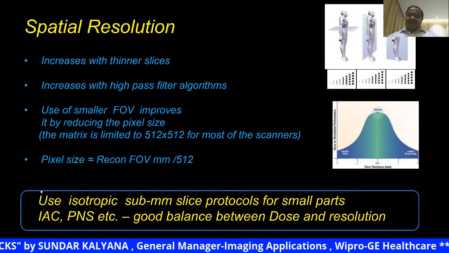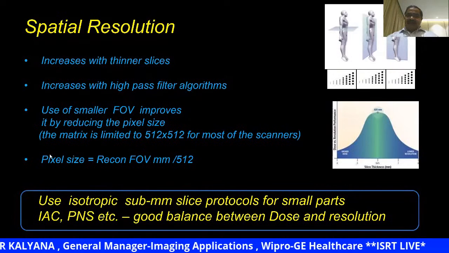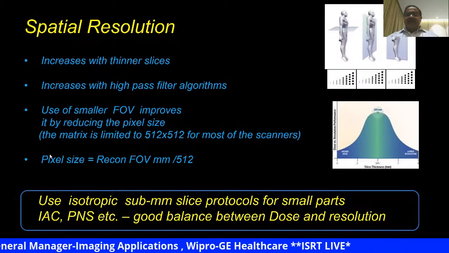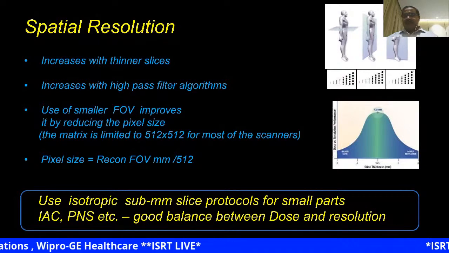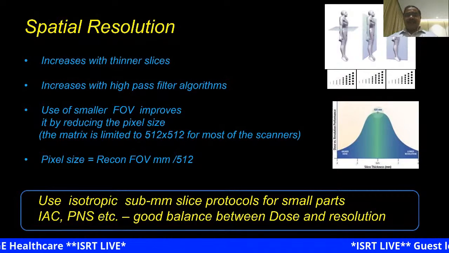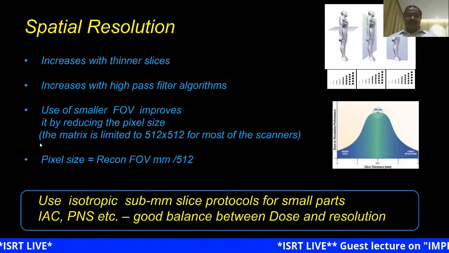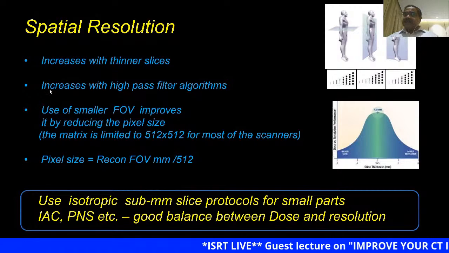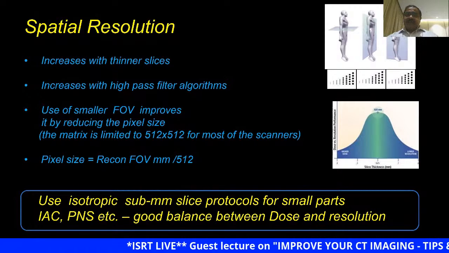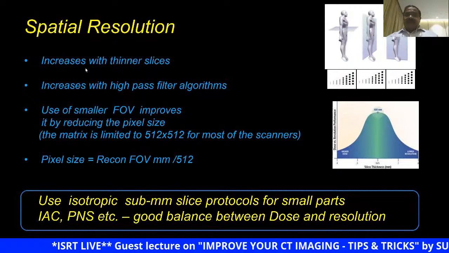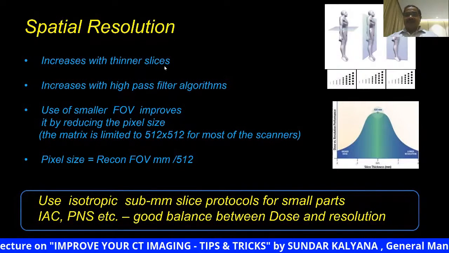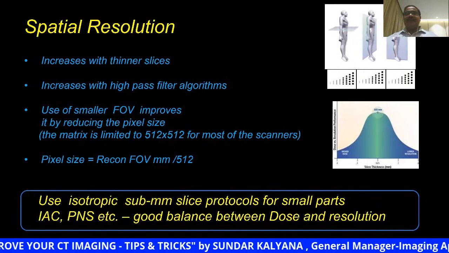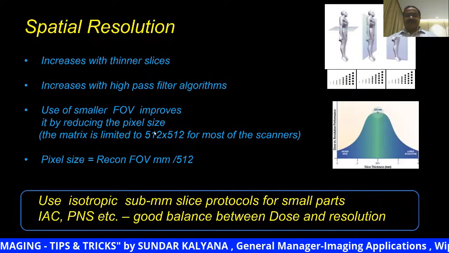Just to touch upon this, spatial resolution is nothing but the ability to visualize two very dense objects which are very close to each other and differentiate them. And increasing the slice thickness will reduce the spatial resolution. In other words, you have to use the thinnest possible slice to improve the spatial resolution.